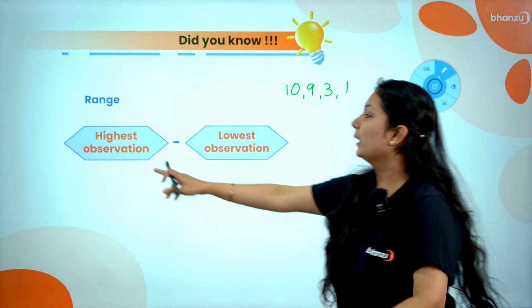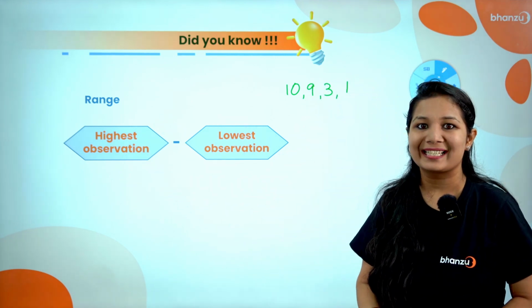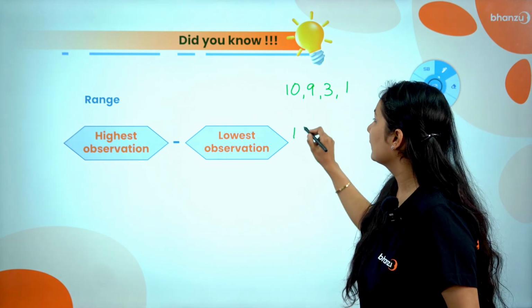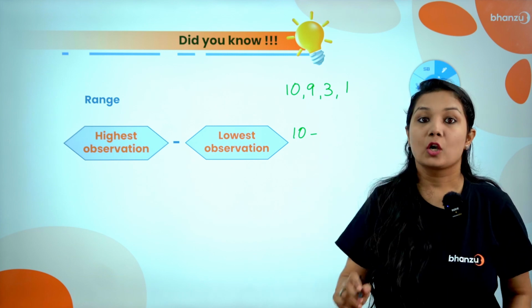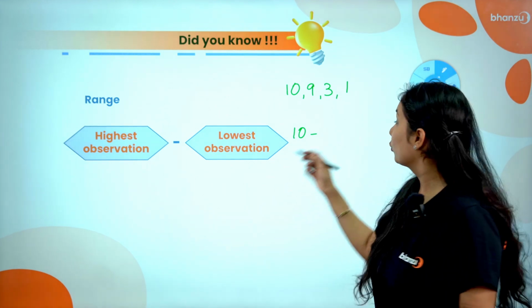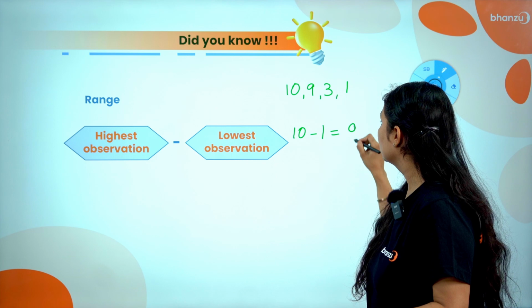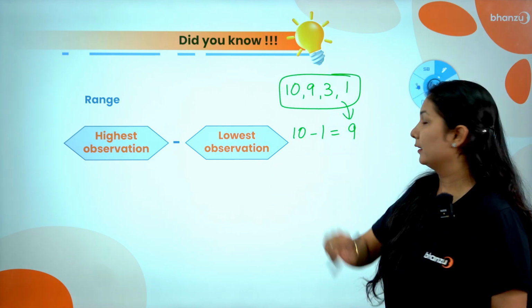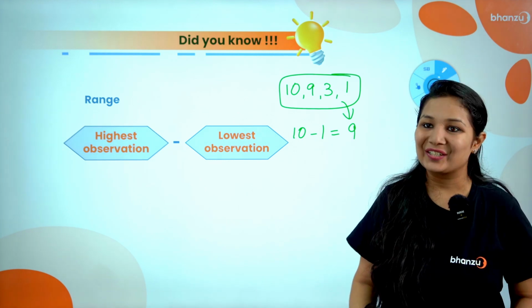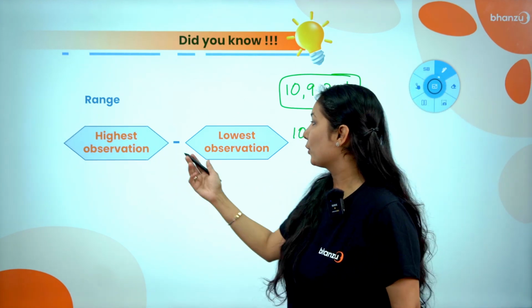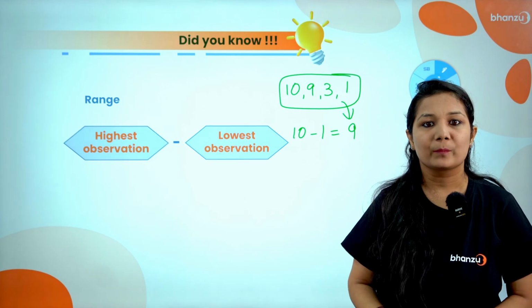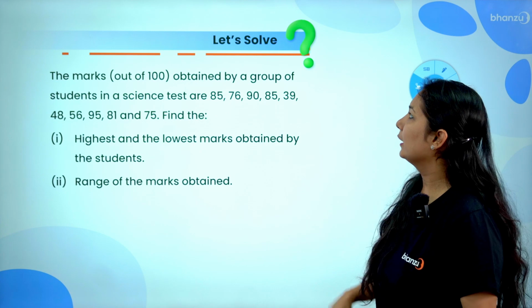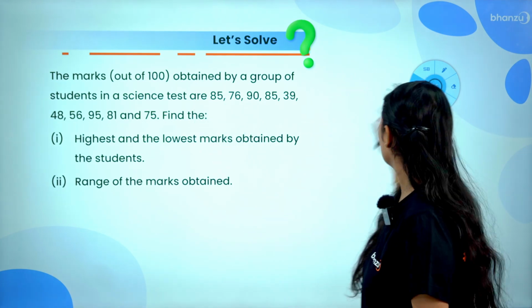So, quickly, can you pick up the highest observation for me from this? Yes, out of the 4 numbers, highest is 10. Minus, what's the lowest? It's 1. So, what is the range of this particular data we have in front of us? It is 9. So, it is that simple, right? Highest observation minus lowest observation. Got it, everyone? Great.